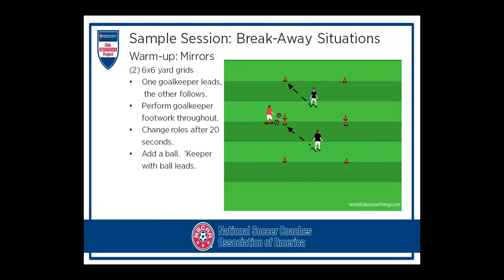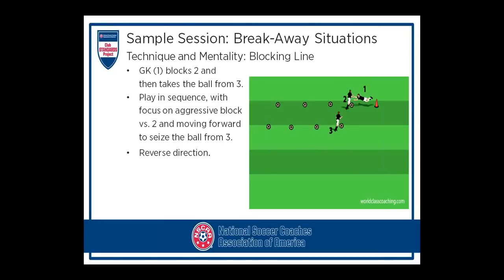And the rules are that the goalkeepers perform goalkeeper footwork throughout, and we're in a 6x6 yard grid here, so it's obviously the same width as the goalkeeper box. We're getting them moving around in there, encouraging them to use all of the various types of footwork that they use. And then as a progression, we can add a ball in there, which is kind of nice because then they can get a little bit of handling as well. And I like this idea as a warm-up just because it forces the goalkeepers to be really active, and we obviously want them active and aggressive in a breakaway situation.